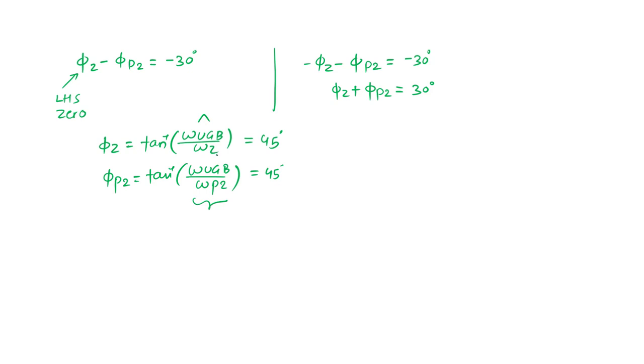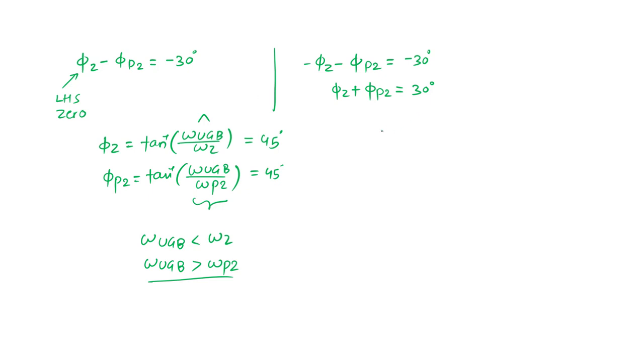If I want this thing less, then it will be less than 45, which means omega UGB should be less than omega z. Then we will get a less value. And for this to get higher, omega UGB should be greater than omega p2. Okay, so if omega p2 is coming even before this omega UGB, then we can have this condition. But for that, a particular relation will be there that we can see.